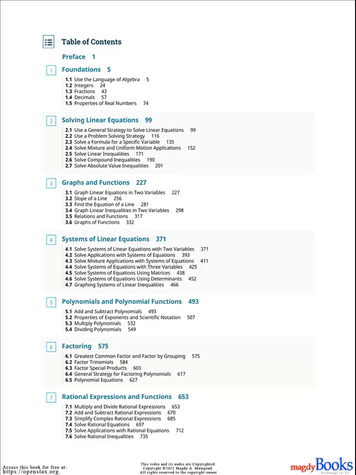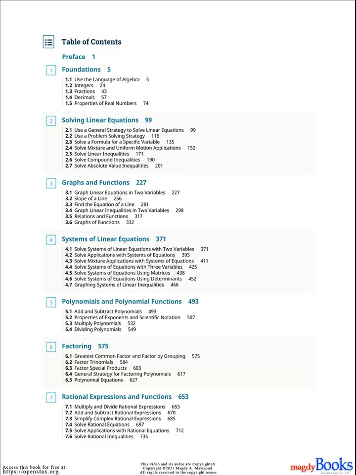6.1. Greatest common factor and factor by grouping. 6.2. Factor trinomials. 6.3. Factor special products. 6.4. General strategy for factoring polynomials. 6.5. Polynomial equations. 7. Rational expressions and functions.